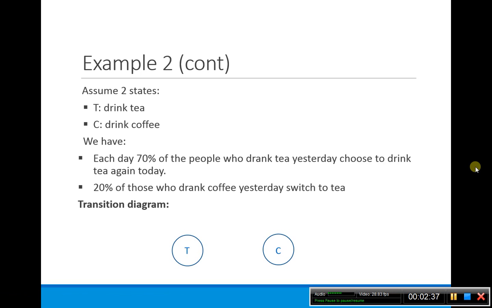What do we know? We know that 70% of the people who drank tea yesterday choose to stay drinking tea, which means how many people go over from the tea to the coffee? Well, if 70% of people drink tea, then 30% drink coffee the next day. We also know that 20% of those who drank coffee switch to tea. So here we have this switch from coffee to tea. But if you're already drinking coffee, then you're more than likely to stay with coffee with a probability of 80%.